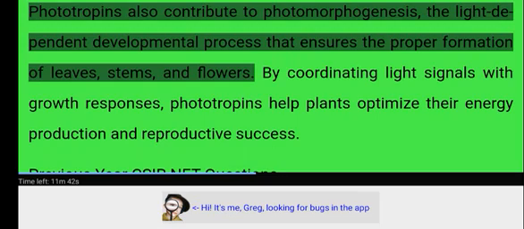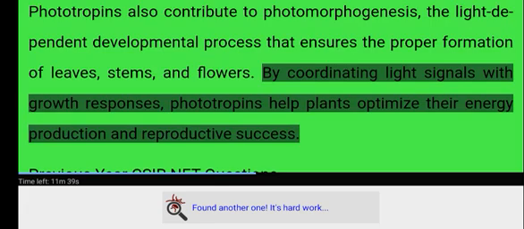Phototropins also contribute to photomorphogenesis, the light-dependent developmental process that ensures the proper formation of leaves, stems, and flowers. By coordinating light signals with growth responses, phototropins help plants optimize their energy production and reproductive success.